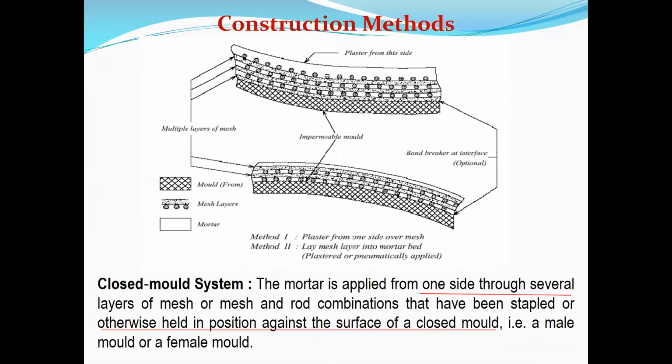There can be another arrangement like the closed mold system. Here, the mortar is applied from one side, so several layers of mesh and rod combinations have been stapled or otherwise held in position against the surface of a closed mold. So you have a mold, and then with the mold, you have placed the wire mesh, and then you are applying the plasters from one side. So that is called a closed mold system.